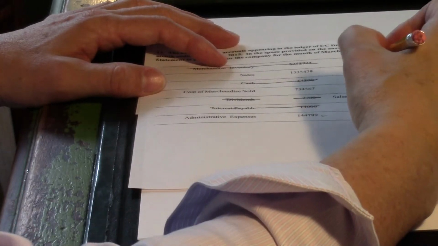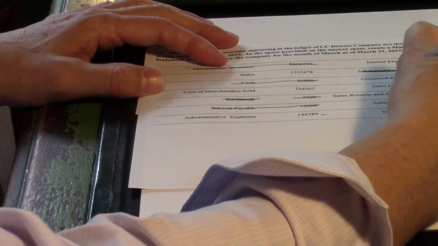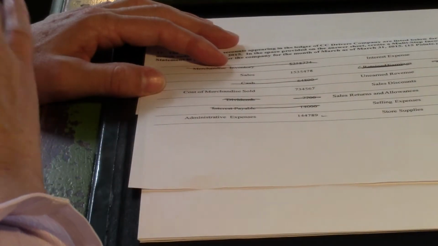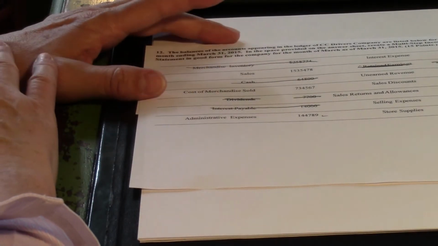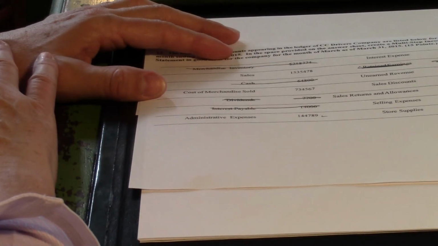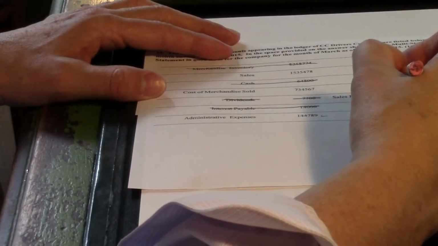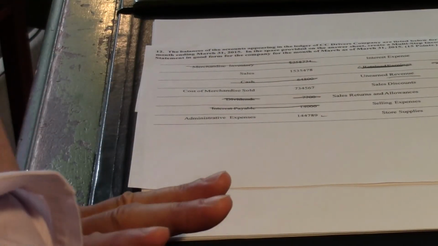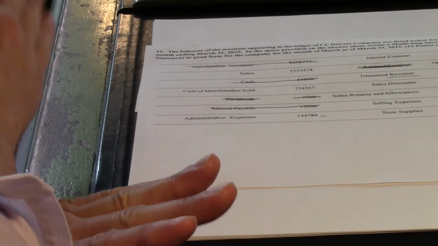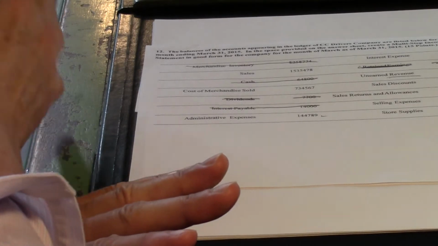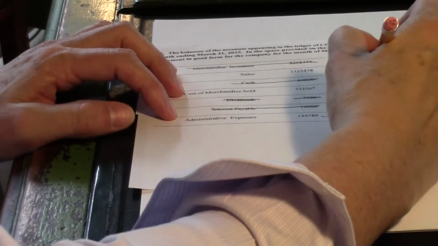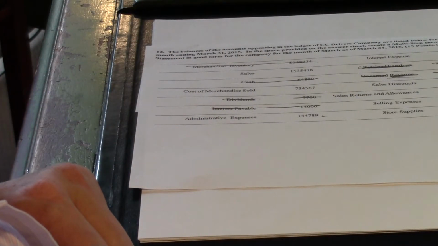Retained earnings, no. That is a balance sheet account, and it also appears on the statement of retained earnings. Unearned revenue. See, this is one of those tricky things. It's got the word revenue, but it's not actual revenue that's come in. It's a liability. We owe somebody some work. So when you see unearned revenue, that's not revenue. Doesn't go on the income statement.